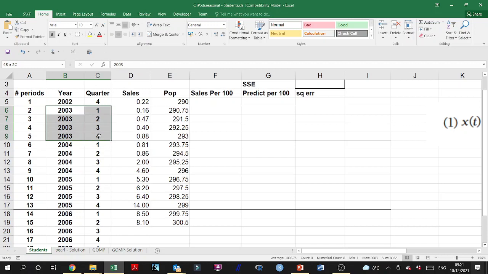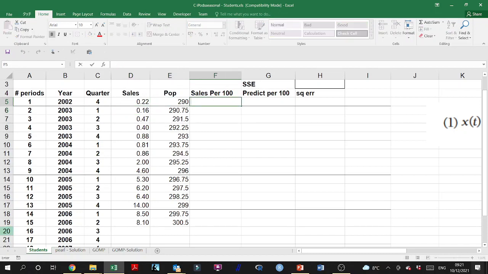The year 2003 has 4 quarters. Every year has 4 quarters. But here we are going to have a serial number of the number of periods. And this is the sales, not cumulative sales, but this is the sales per period, sorry. And this is the population.